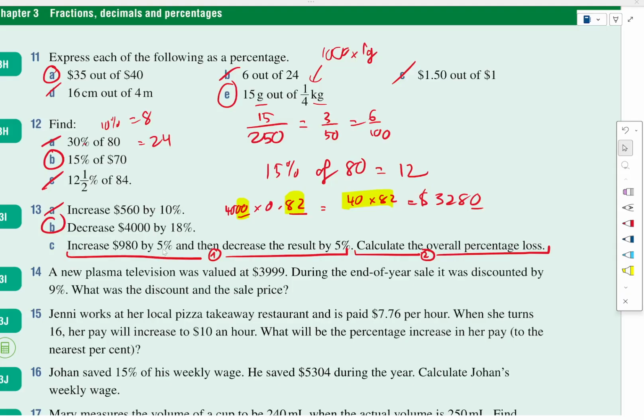So when you increase it by 5%, you can find 5% and add on, right? Yeah, because times by 1.05 is a bit harder. So 5% of this, what's 10%? It's 98. What's 5%? 49. Yes. So you add 49 to 980. Ooh, I see. Okay, all right, let's fix that up and try the second part again.